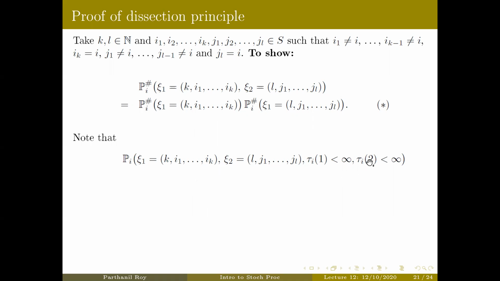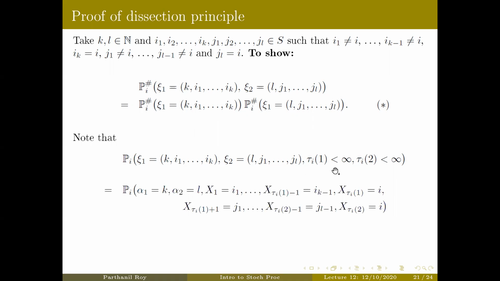Okay. Now note that in this case, if I write like this, these two are actually redundant. Why? Because if psi1 is equal to this, and k and l are positive integers, that means alpha 1 is automatically k. So alpha 1 is finite. Similarly, alpha 2 is automatically L, and therefore alpha 2 is also finite. Now alpha 1 finite, alpha 2 finite basically just means that the first two return times are finite automatically. So therefore, these two are redundant. I can get rid of them.